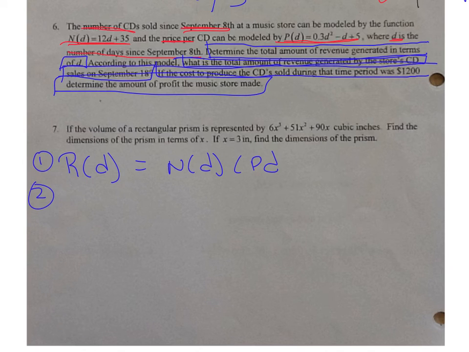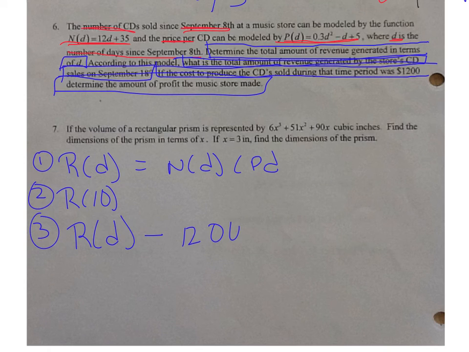Number 2 is you want to find out how much revenue was made on September 18th. Now remember, D is the number of days since September 8th. So we want to do R of 10. And then 3, we want to find out how much profit was made if they had $1,200 in costs. So that means you have to do the revenue minus $1,200.